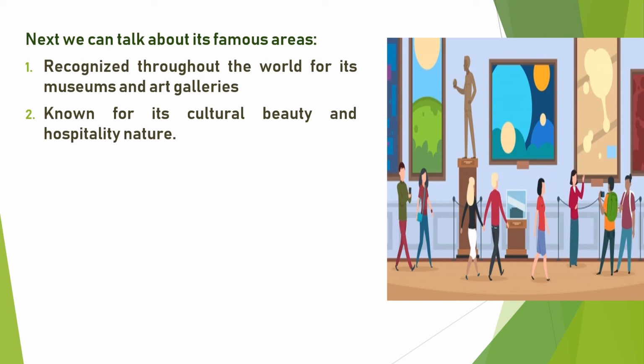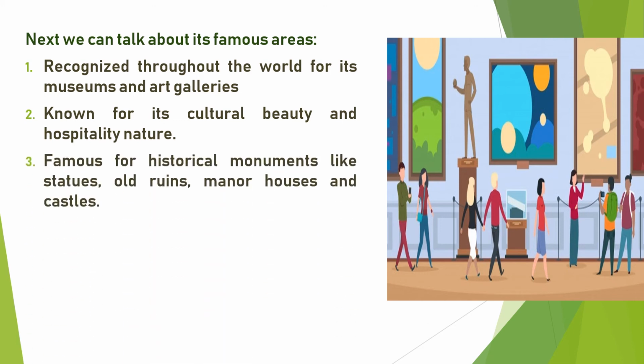You can also say about its cultural beauty. It is known for its cultural beauty, like the traditional functions which take place. You can explain on that. Then the historical monuments like statues, old ruins. Old ruins means the old buildings which are destroyed now, but they were a symbol of some kings, queens, or other ancient times. Manor houses are like old bungalows or something. Castles, of course, you all know. So you can explain all this.